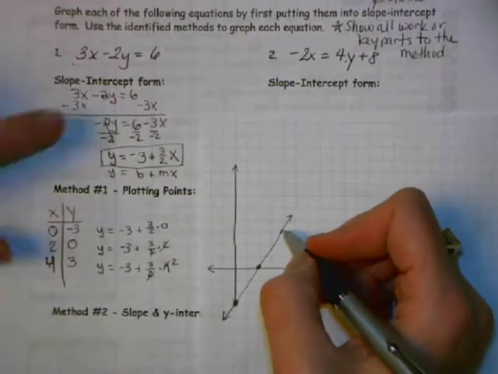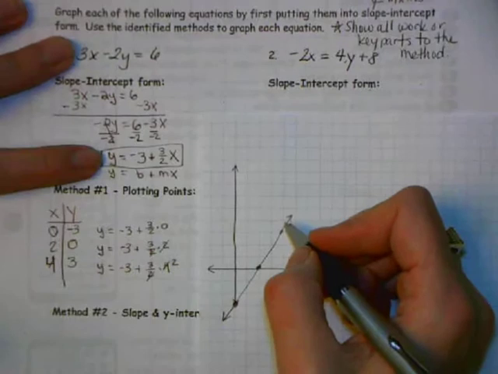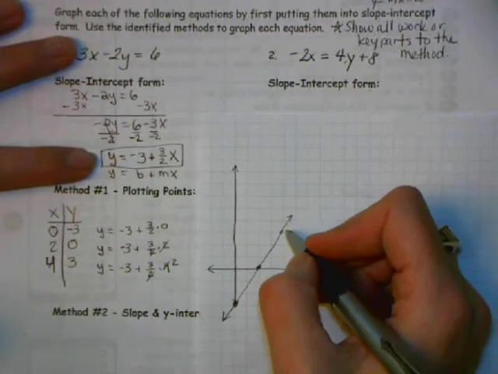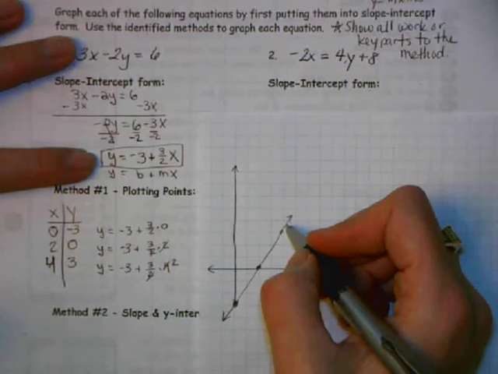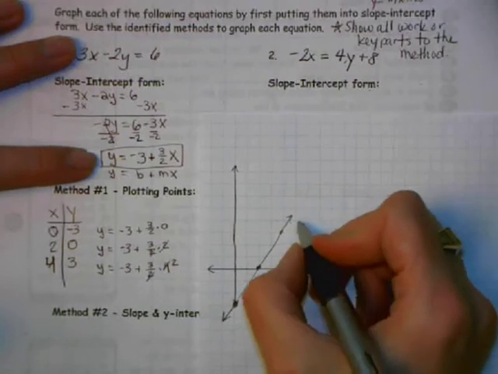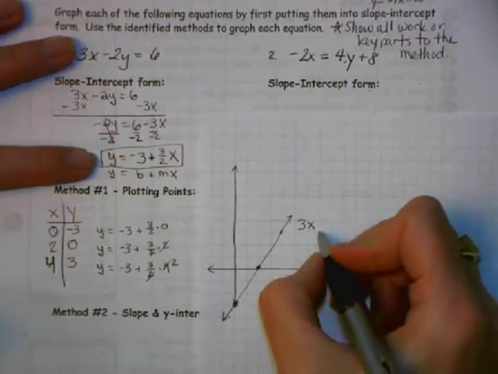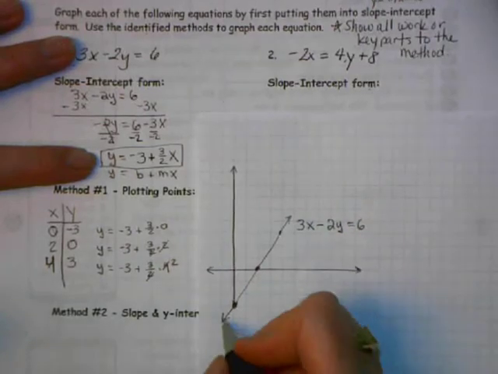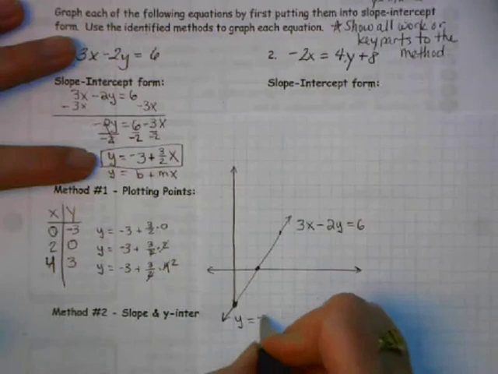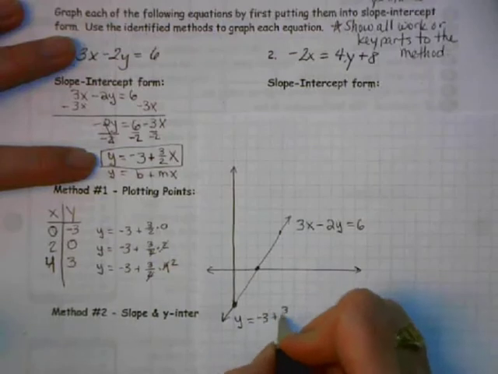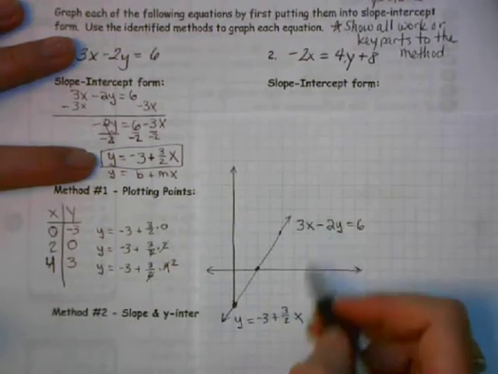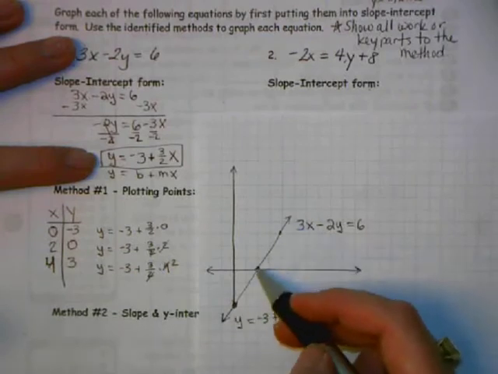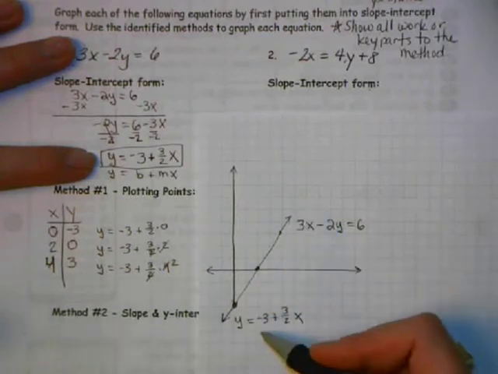Now remember, even though I took this equation and I rewrote it in slope-intercept form, when I rewrite the equation in a different form, it doesn't change which xy pairs work in that equation. So this line is still the line that goes with the equation 3x minus 2y equals 6. It's also the line that goes with the equation y equals negative 3 plus 3/2 x. These are 2 different equations that have the same line that goes with them. They have the same xy pairs that make them true.